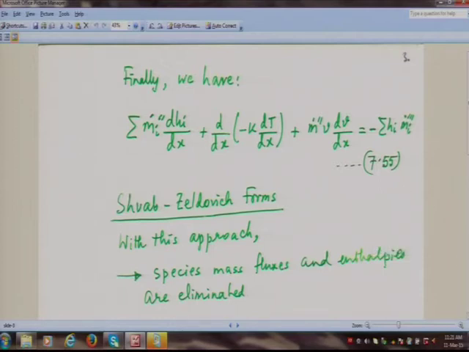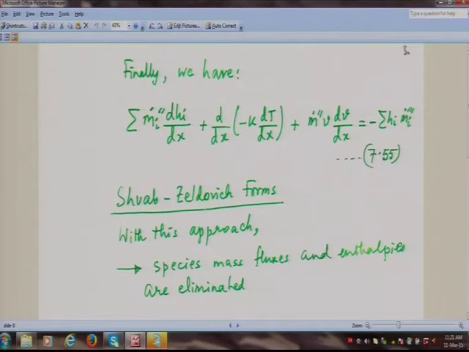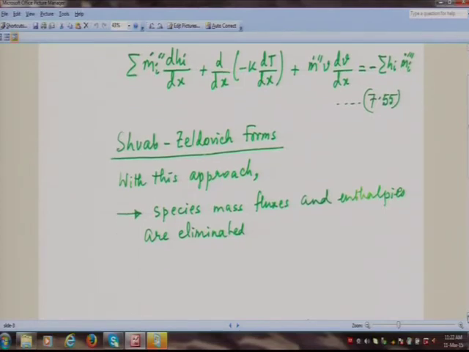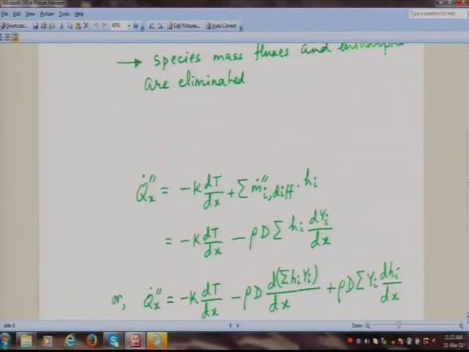Now, we will again go a little further and try to make further simplifications, and that is possible using what is known as the Schwab-Zeldovich form. So, this is Schwab, the name of one researcher, and Zeldovich, of course, you are familiar with, the Russian scientist who gave us also this Zeldovich mechanism. So, the crux of the Schwab-Zeldovich form is to assume Lewis number equal to 1. Let us see how it works.